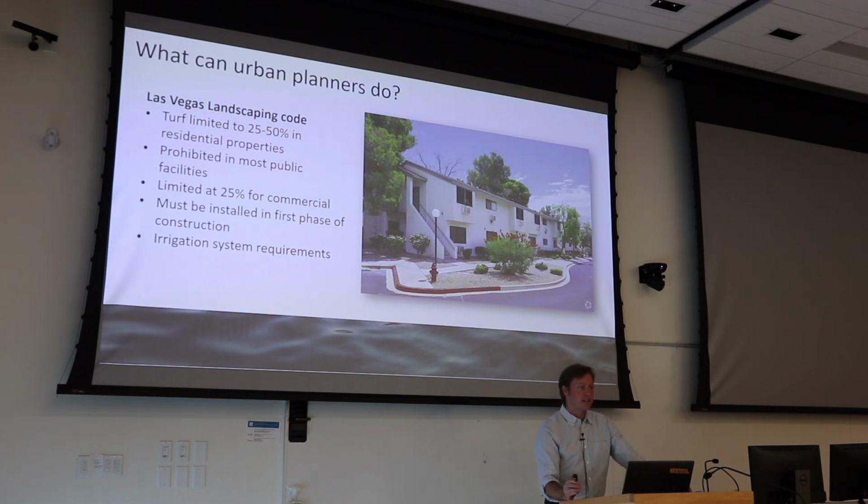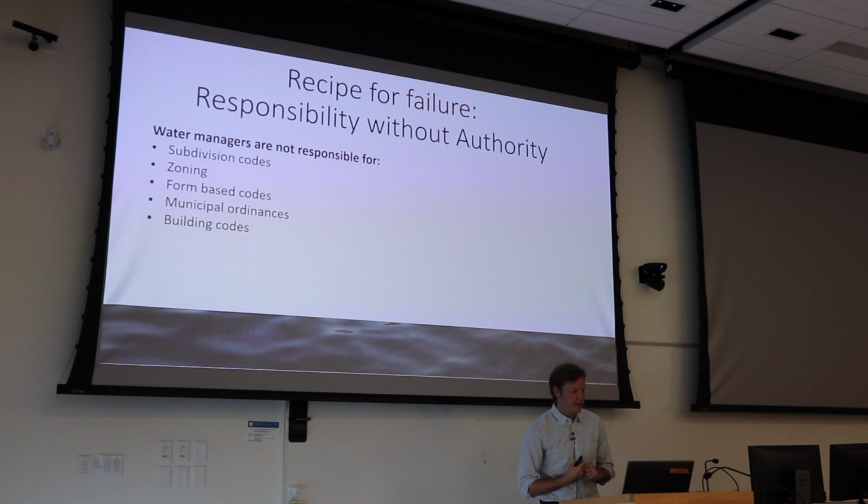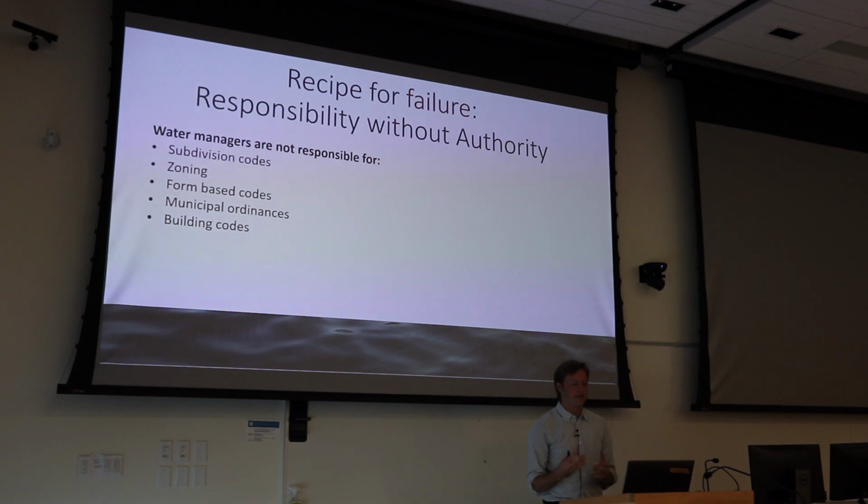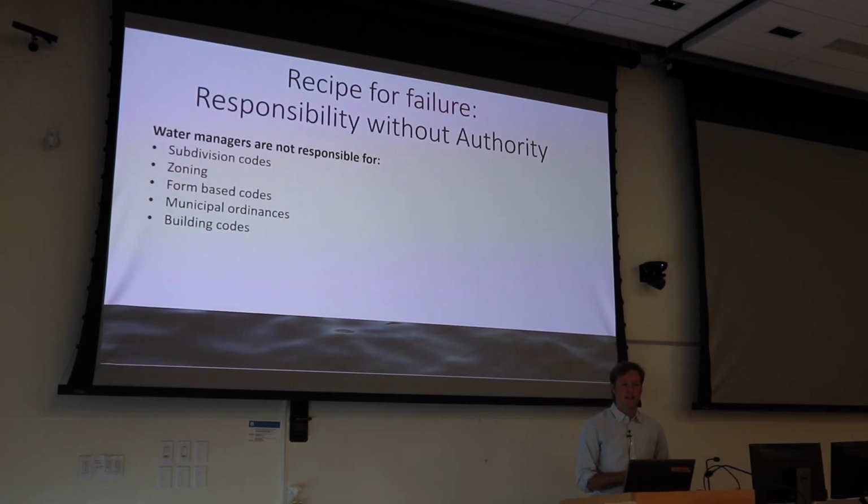So their top concern is how to conserve outdoor water use, because if you water plants, there's evapotranspiration, and that water leaves the system. This is one strategy that they've implemented. But again, and I'm going to keep hitting on this, water management agencies can't do this alone. They don't have the jurisdiction, they don't have the authority. Again, it's a recipe for failure unless they can coordinate with the land use planning agencies in the city.